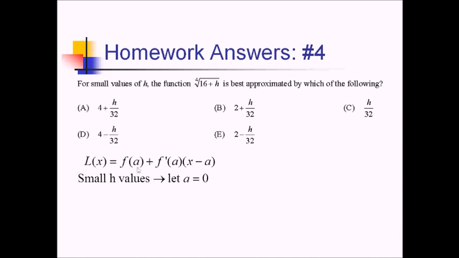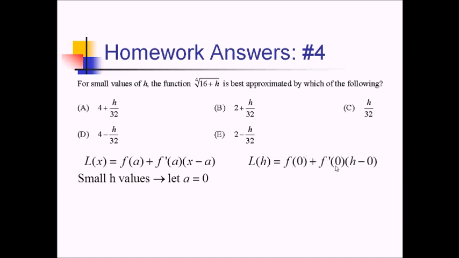So I'll rewrite this L of x formula as L of h equals f of 0 plus f prime of 0 times x minus 0. All right, let's find all of these different things in here. Really just need f of 0 and f prime of 0.